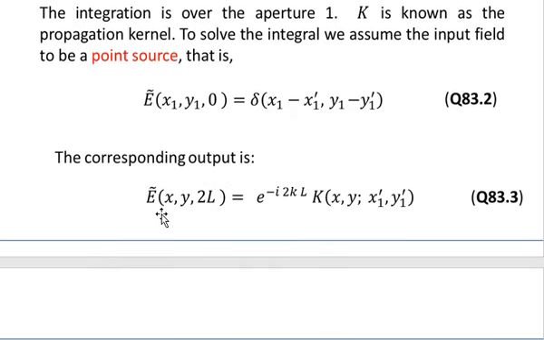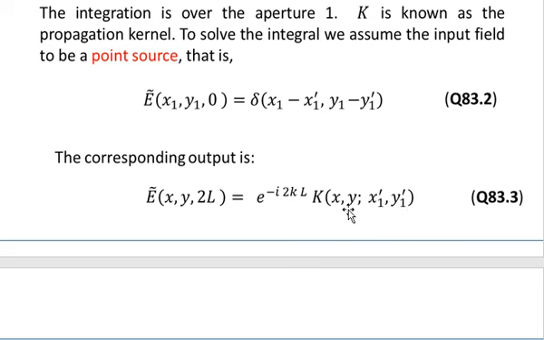So we have E prime on the left hand side as a function of x, y, 2L, multiplied by e to the power minus i 2kL, then multiplied by the kappa function having the coordinates x, y, and of course x1 prime and y1 prime. So actually this kappa is linking the information at the coordinates x1 prime and y1 prime to the coordinates at the position x and y. And you know that x and y are the positions at the output plane, and x1 prime and y1 prime are the variables at the input plane.